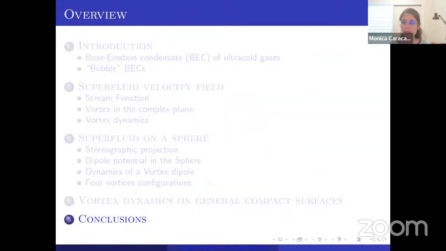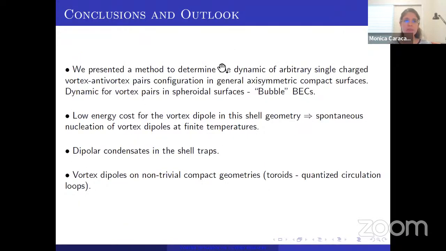Well, now I'm at my conclusion. Sorry for the time. So I tried to present to you a method to determine the dynamics of single vortices and pairs on general compact surfaces. The dynamics for vortex pairs on a spheroidal surface, also for negative curvature. Also, an important point is that the low energy cost of vortices on these thin shells is less than if you are considering a traditional harmonic trap. You can expect to have spontaneous generation of vortices and more easily see them in the experiment.